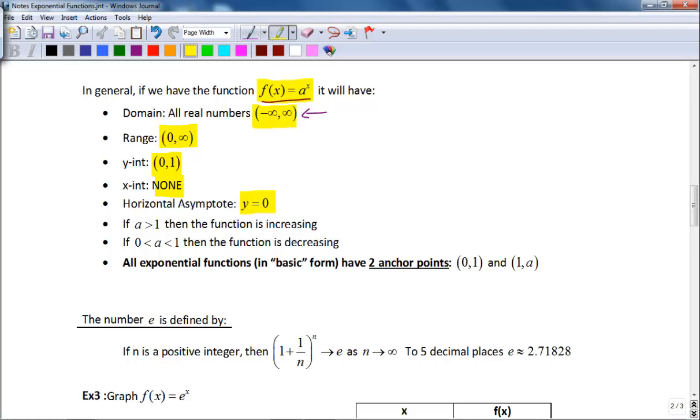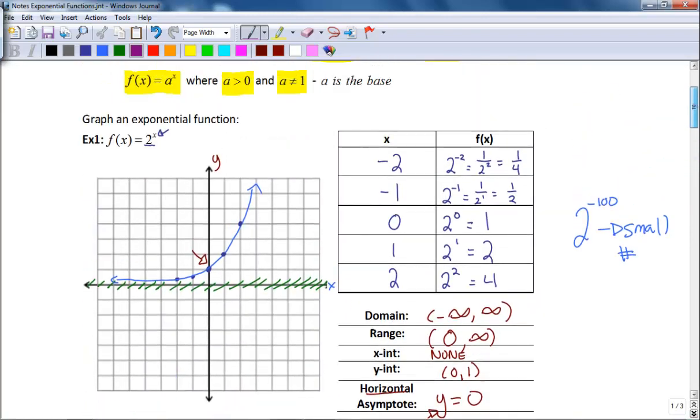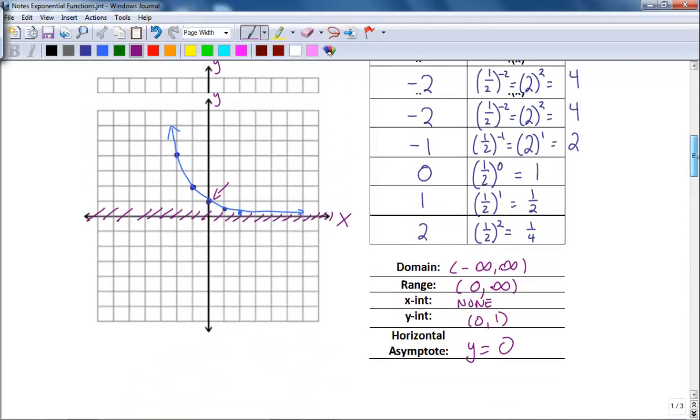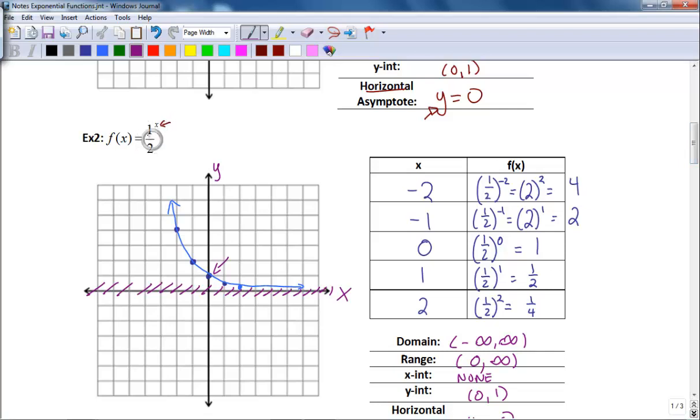And then these are just nice to know. If a is bigger than 1, then the function is increasing. So let's go back to our pictures here. Here the number 2, which is our base or our a, is bigger than 1. Notice that as we move to the right, the function's going up. That's called an increasing function. The second one says if a is between 0 and 1, then the function is decreasing. Let's look at our 1/2 to the x. 1/2 is a number between 0 and 1, so as we move to the right here, notice that our function's going down. That's called a decreasing function.